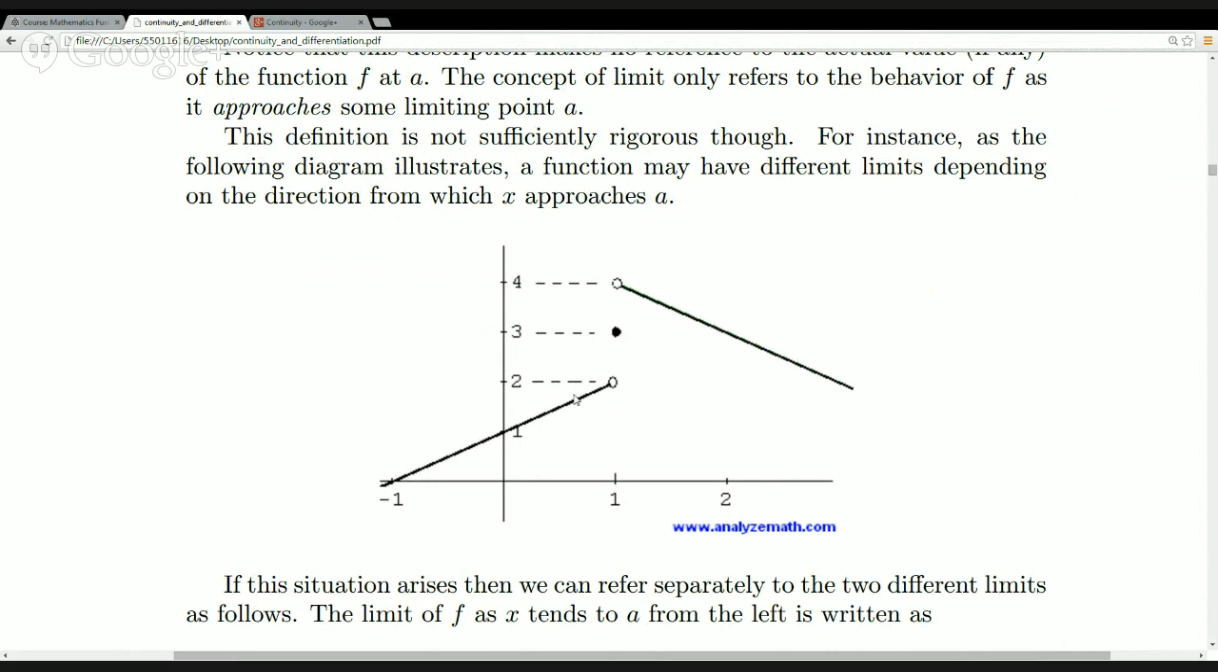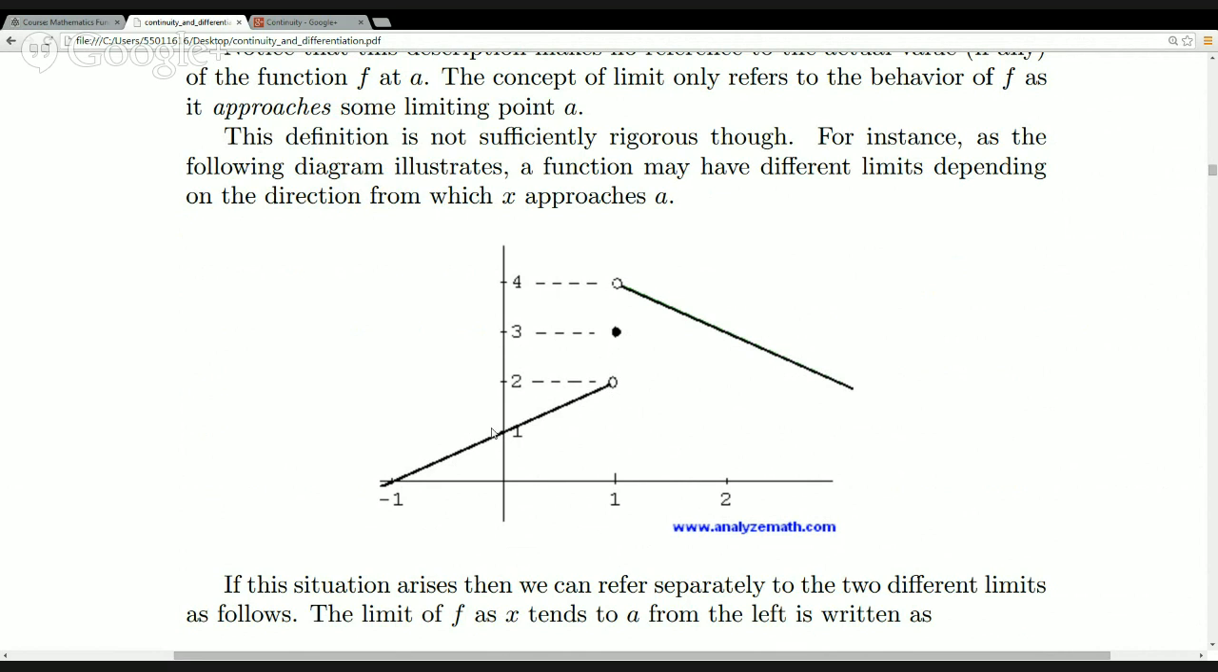So everywhere less than 1, the function takes values along this line. Everywhere for x strictly greater than 1, the function is taking values of x along this other line. And at 1 itself, the function takes the value 3, somewhat arbitrarily. So what we can see here is two different limiting values as the argument x gets closer and closer to 1, because it depends how you approach 1. If you just approach 1 from the left, through values that are strictly less than 1, then the limiting value of the function f is going to be 2.